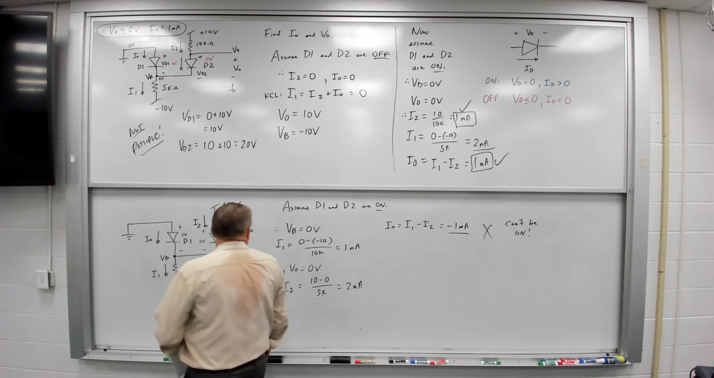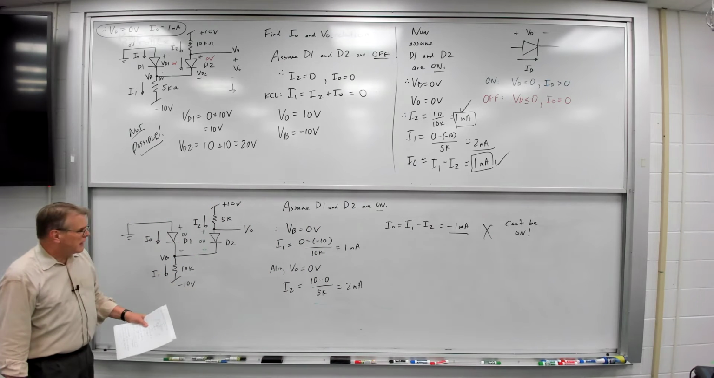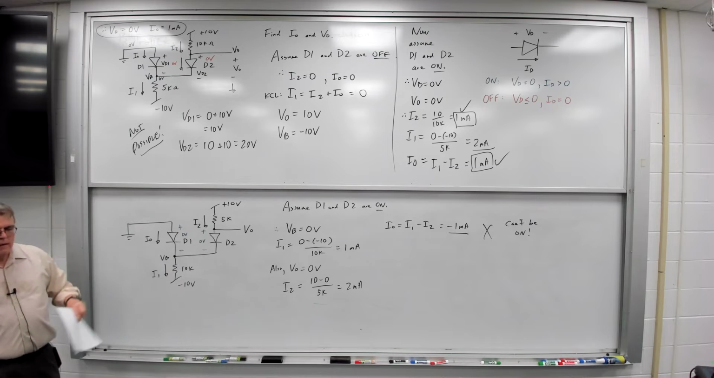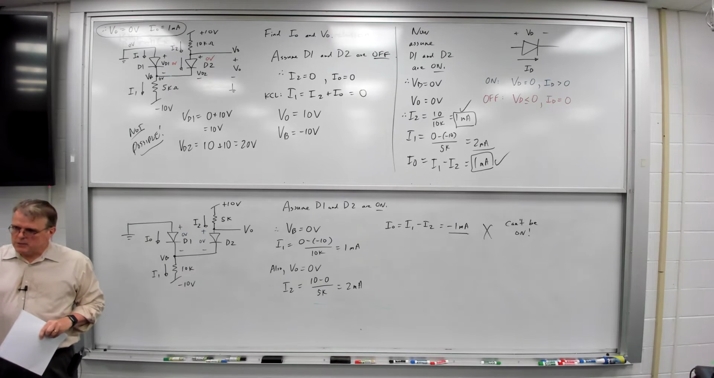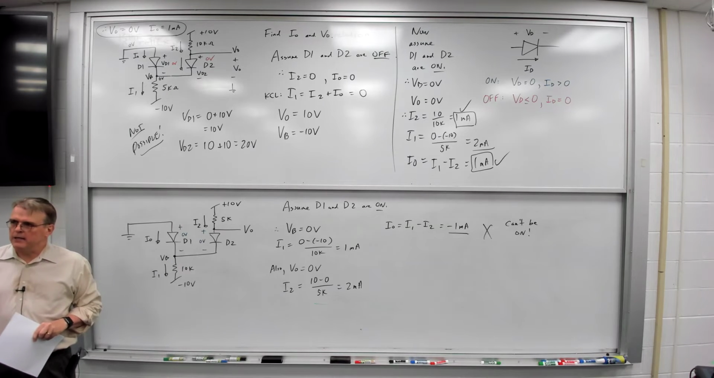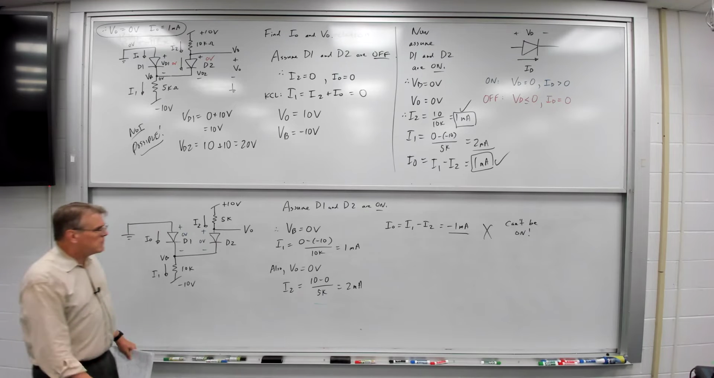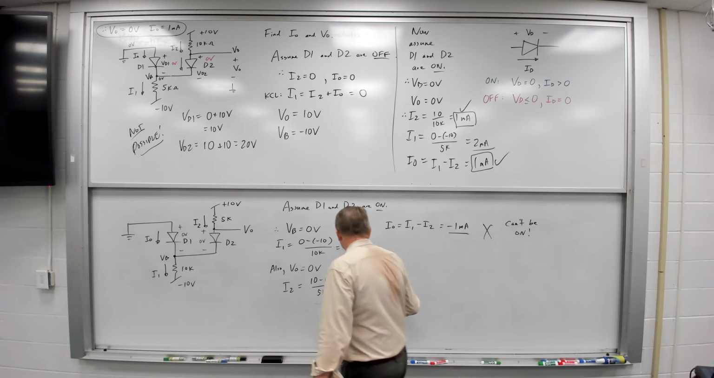Is D2 on? Well, I2 is 2 milliamps, and I've got 0 volts across it. Is D2 okay? Is that violating its boundary conditions? No, that one's okay. So D2 seems to be all right.